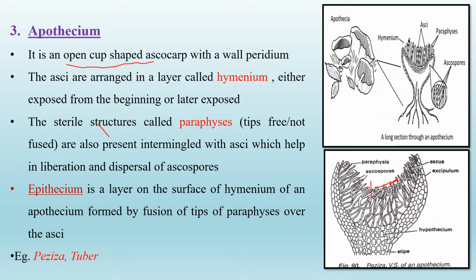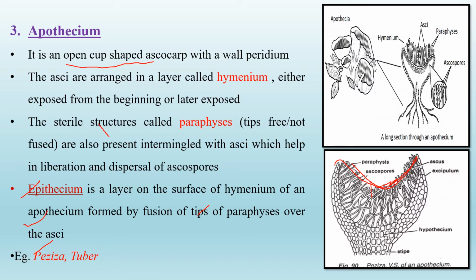In apothecia we have to remember one term, that is epithecium. Epithecium is a layer on the surface of the hymenium, formed by fusion of tips of paraphysis over the asci. That means if these paraphyses are fused and form a layer, that layer is known as epithecium. We have to remember epithecium from the examination point of view. Epithecium can be found in Pezizia and Tuber. These examples we have to remember.